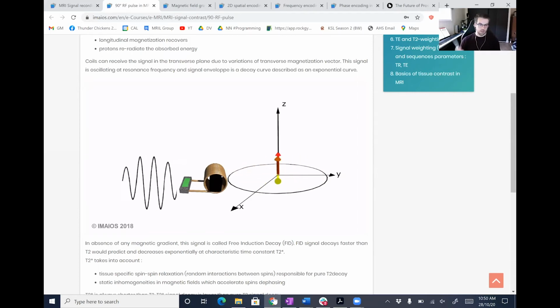But this is helping us visualize why the signal that we get is a sine curve. It's because the yellow vector here is spinning around, which is varying the amplitude of the signal that we record at any point.